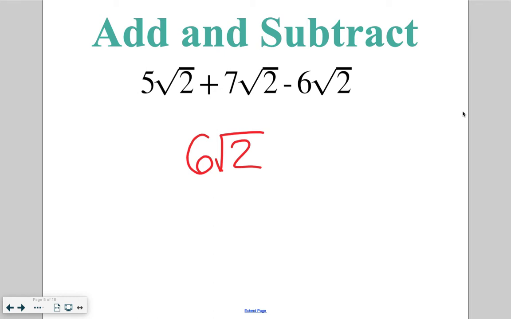You add 5 and 7 and you get 12. When you subtract 6, you end up with 6 square roots of 2.